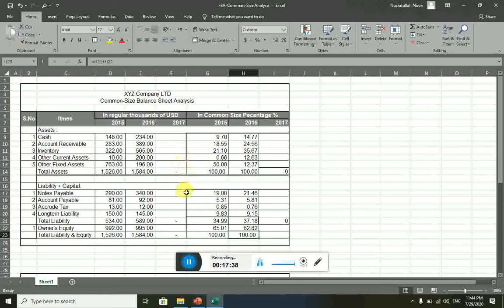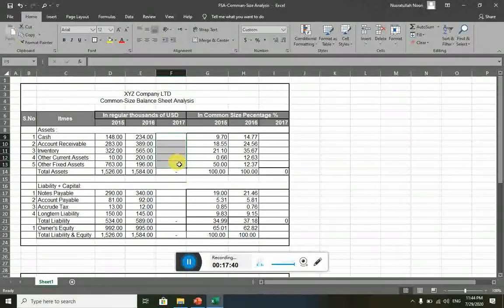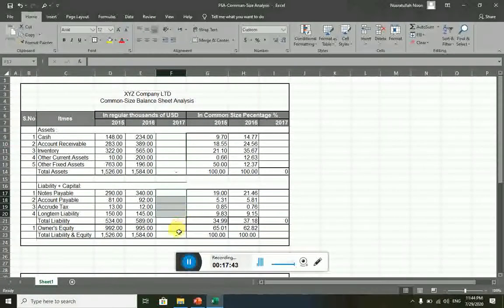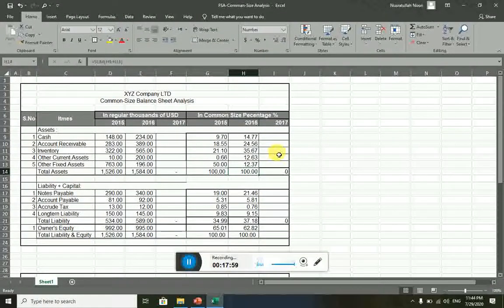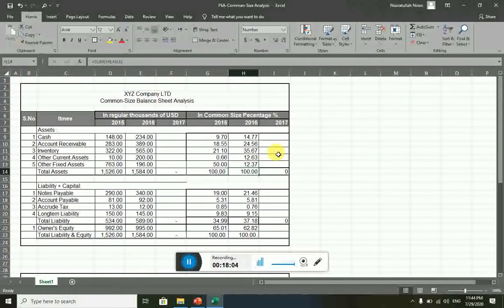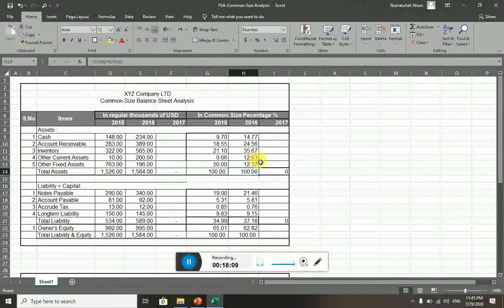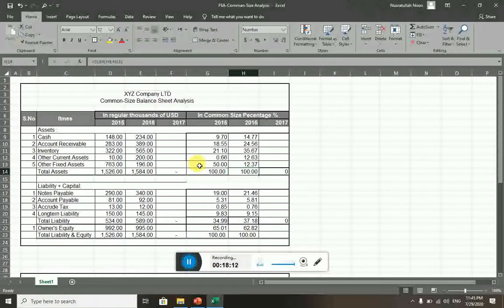Now you are required to input data values here, here and here, then calculate the common size percentage for 2017 using the same formula that I have used here, and then interpret your results and let us know what percent of total assets each asset item is, right? So this is how a common size balance sheet is prepared.